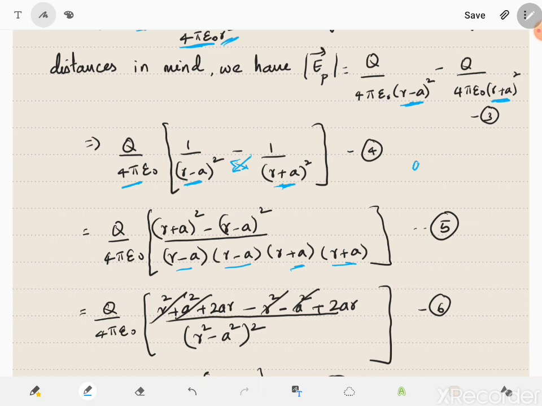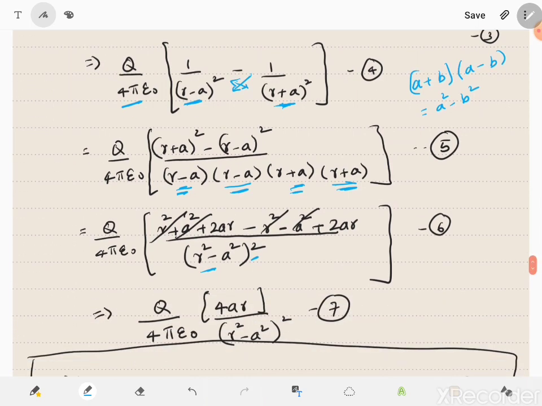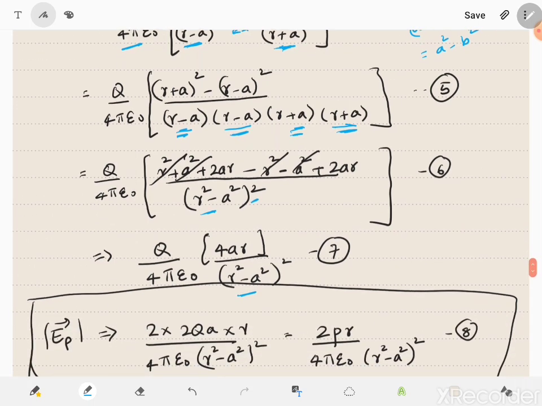And utilizing the formula A plus B into A minus B, what is this? This is equal to A square minus B square. So clubbing this term with this term will give you R square minus A square. This term with this term, it is again R square minus A square. So therefore, the denominator becomes R square minus A square the whole square. And the numerator is expanded using the A plus B whole square formula. Simplifying, we get Q by 4 pi epsilon naught 4AR by R square minus A square the whole square.